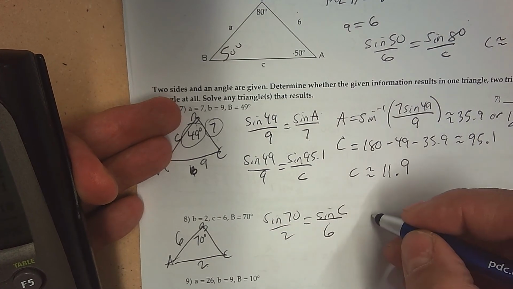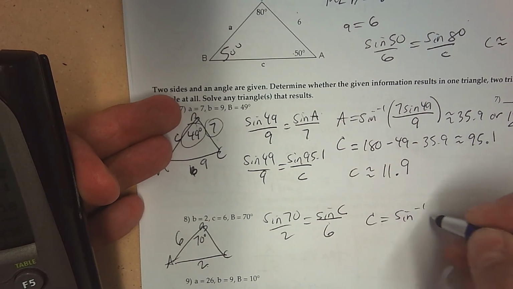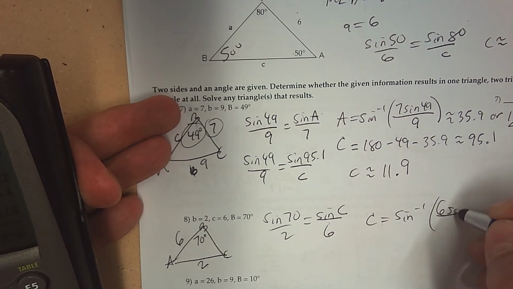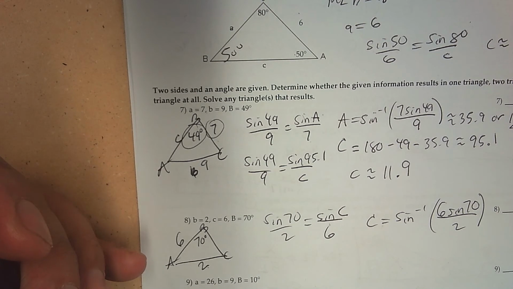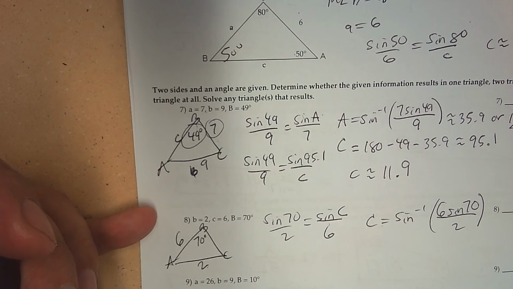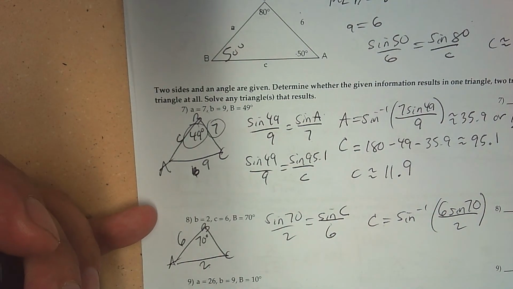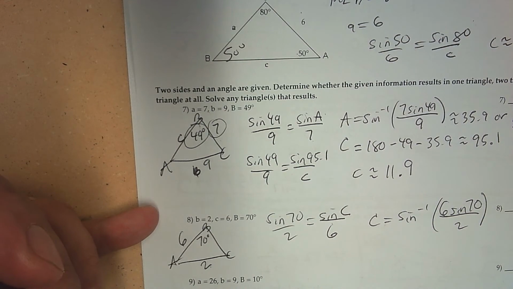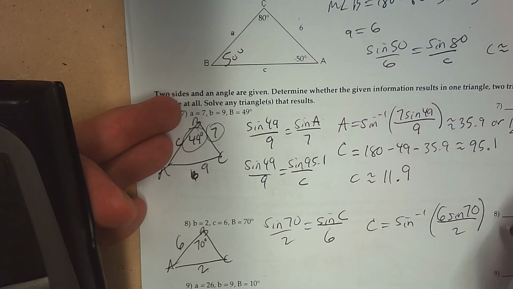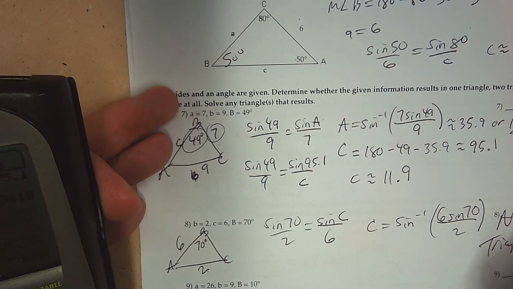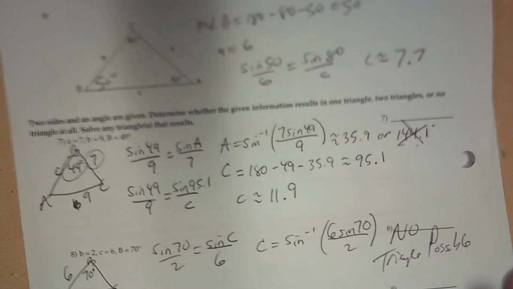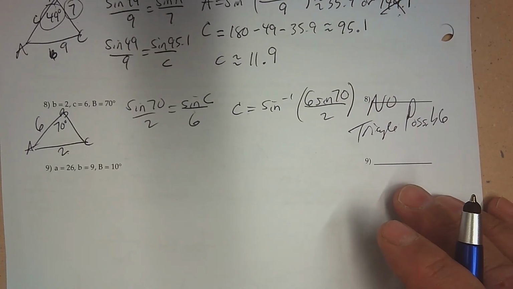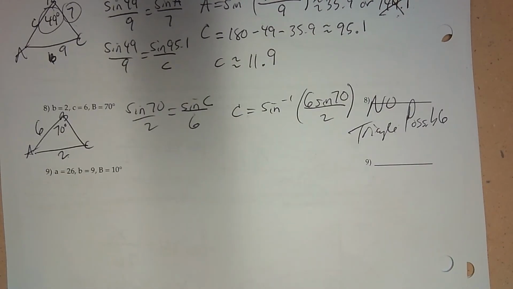And now I'm going to solve for C. So it's going to be inverse sine, and I'm going to cross multiply. So it's going to be 6 times sine 70 divided by 2. And I already can tell this is going to be trouble, but let's go. Inverse sine 6 sine 70 divided by 2. And it gives me an error message. And the reason is because there's no triangle possible with this information. It's too big a number for inverse sine. It's bigger than 1.